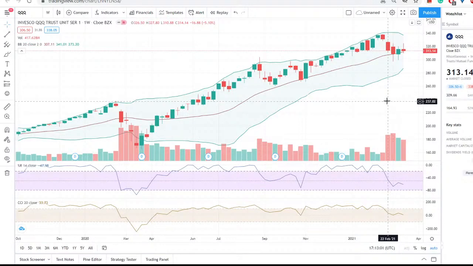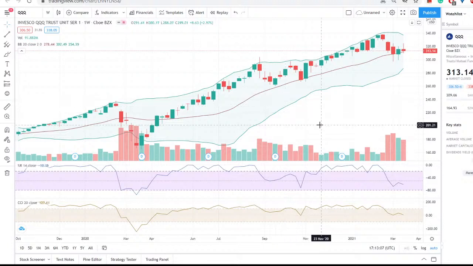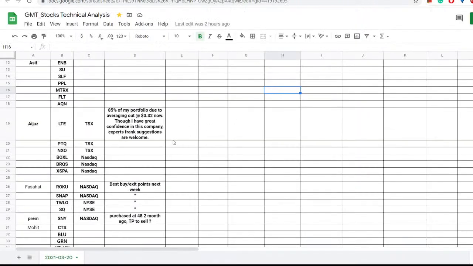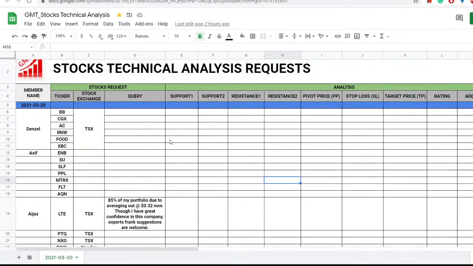Any questions so far on the index analysis before we go on to the stocks that were requested by our group members? If no questions, then we'll go on to the stocks. Hi, Kamal. Yeah, I have a question.